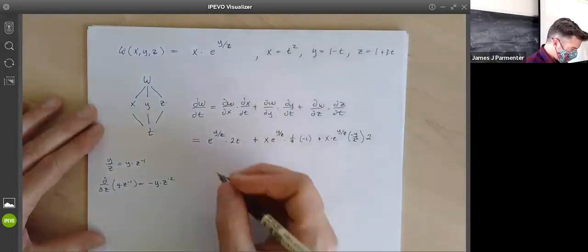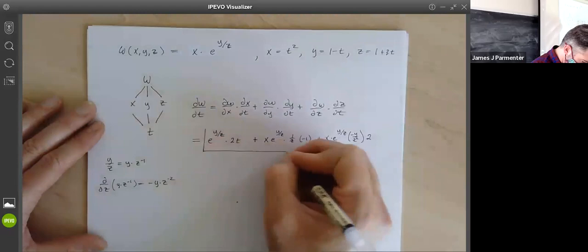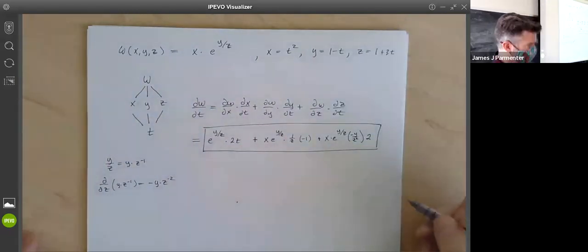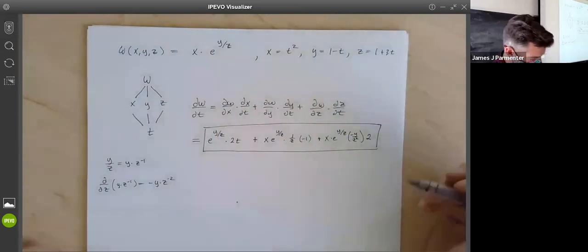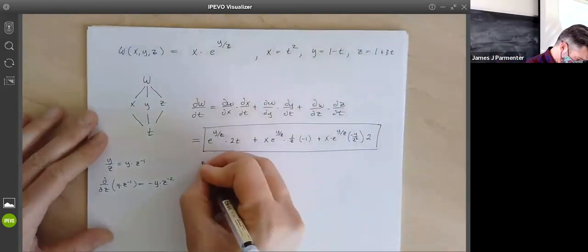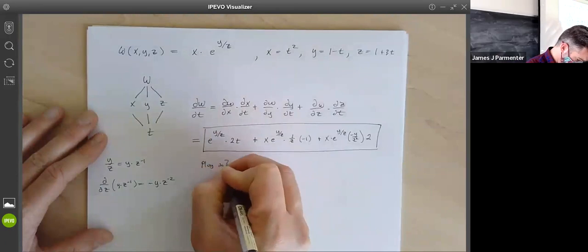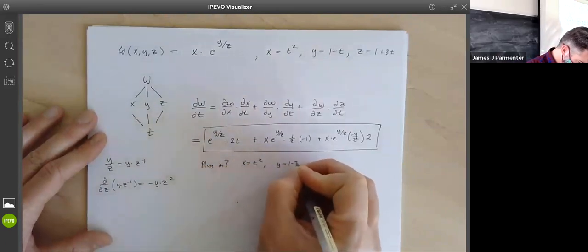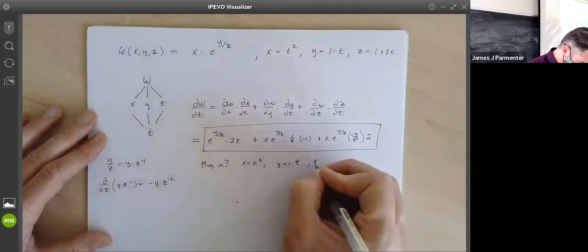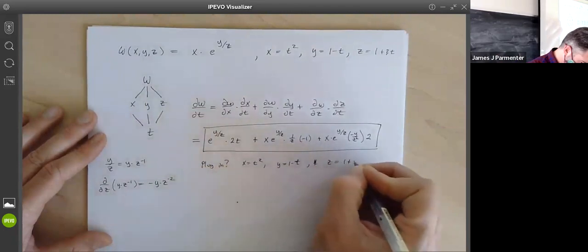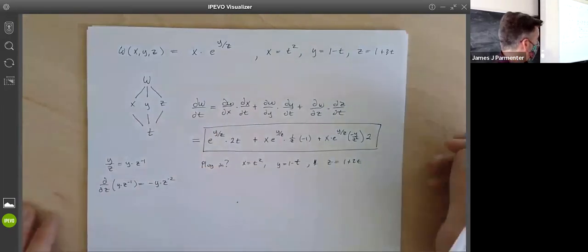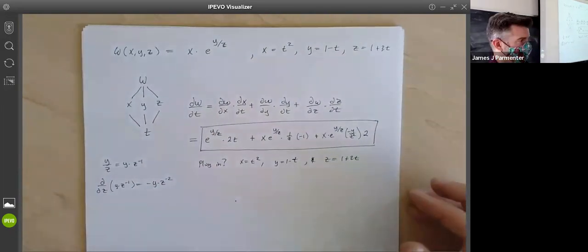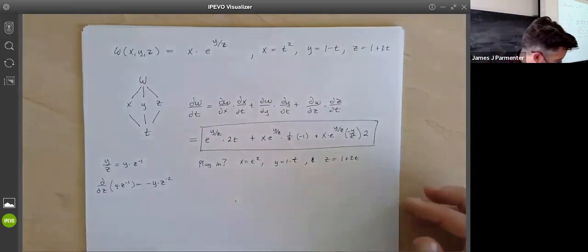And there isn't really a good reason to do anything more with this, unless someone asks you to actually plug in x, y, and z. So you could plug in x equal to t squared, y equal to 1 minus t, and z equal to 1 plus 2t. But I really wouldn't unless someone made me. There's no good reason to do it at this stage.